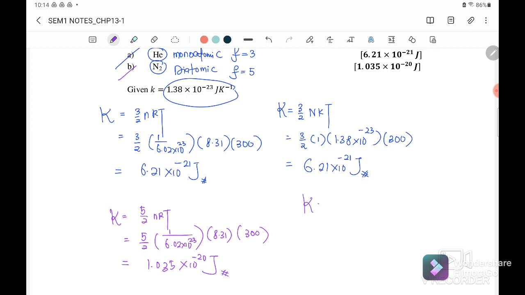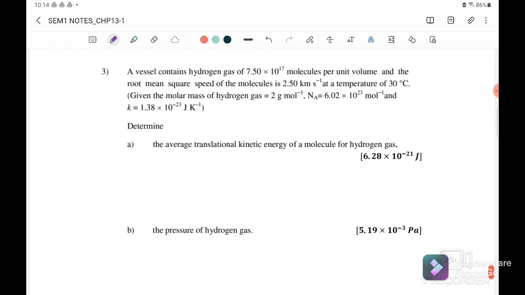If you want to use another equation, 5 over 2 nkT, you will also get the same answer, where k is 1.38 times 10 to the power of negative 23 and the temperature is 300. So the answer is 1.035 times 10 to the power of negative 20 joule as well. Next we will go to question number 3.